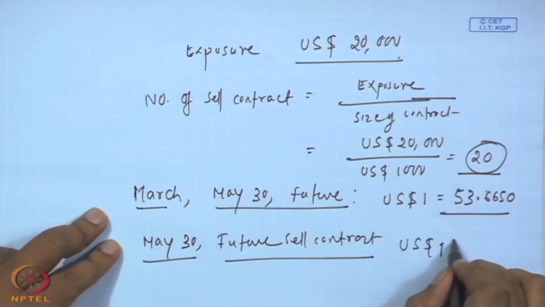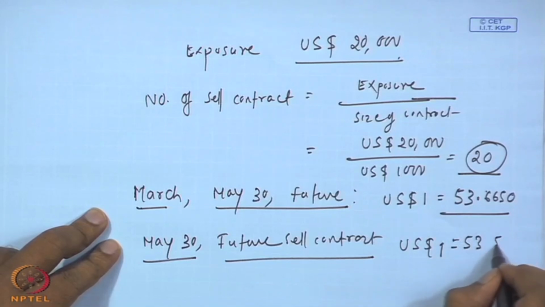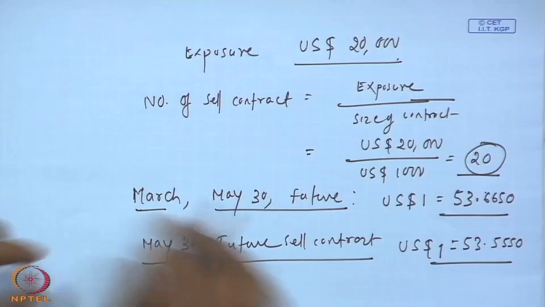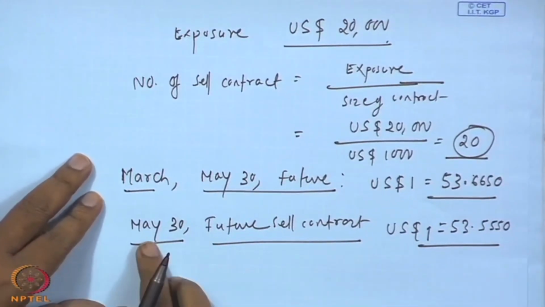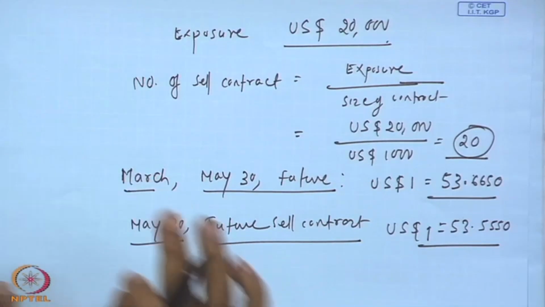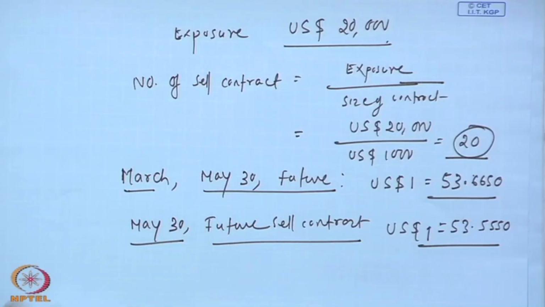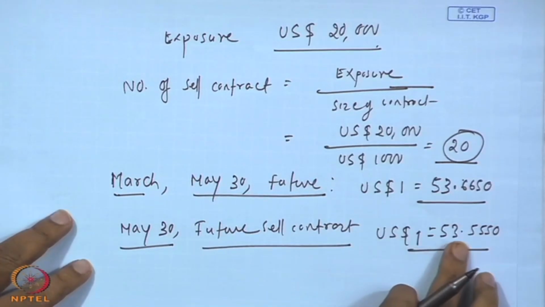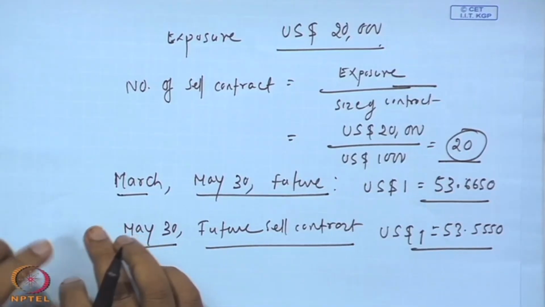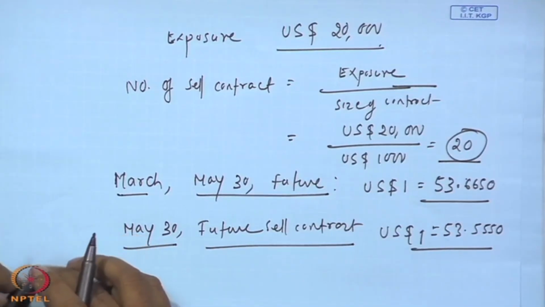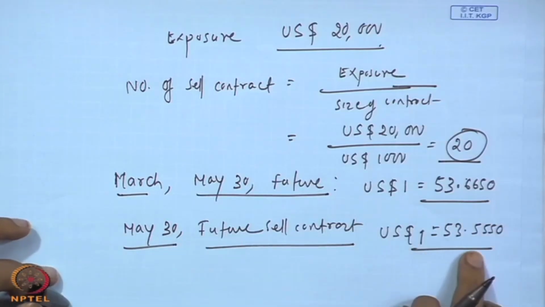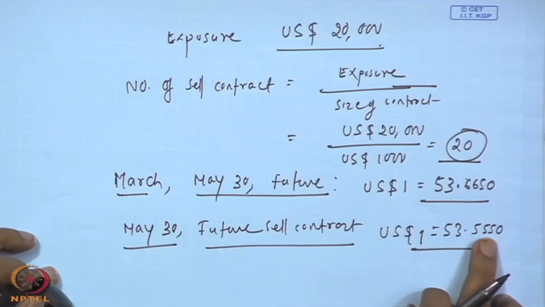A dollar will be 53.550. The May sale contract is available on the 30th of May. When May arrives, on the date of settlement, the future sale contract will be 53.550. But he purchased a sale contract at 53.6650, while the price actually available in the market is 53.550.